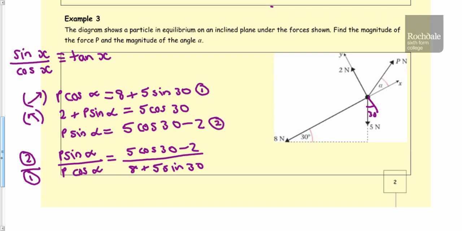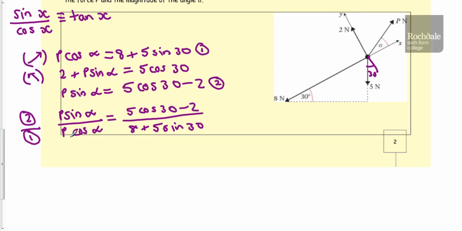Now, why have I done this? Well, I've done it because I know that the P's here, because there's a P on the top and the P on the bottom, they will cancel out. And I also know that sine divided by cos equals tan. So this left-hand side, we've eliminated the P's, and we've just got tan alpha equals all of this. How do you then work out what alpha is?